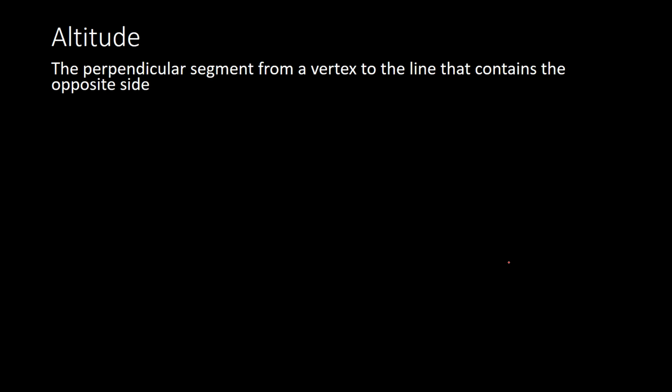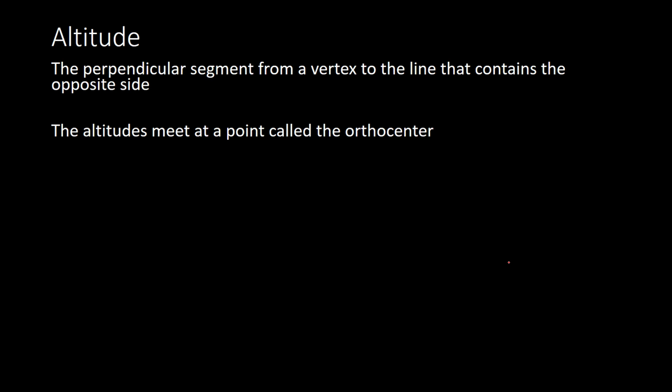Next we have what is called the altitude. The altitude is a perpendicular segment from a vertex to the line that contains the opposite side. And the altitudes meet at a point called the orthocenter. So here with an acute triangle, the altitude goes from the vertex, and it's going to be 90 degrees to this other side over here.